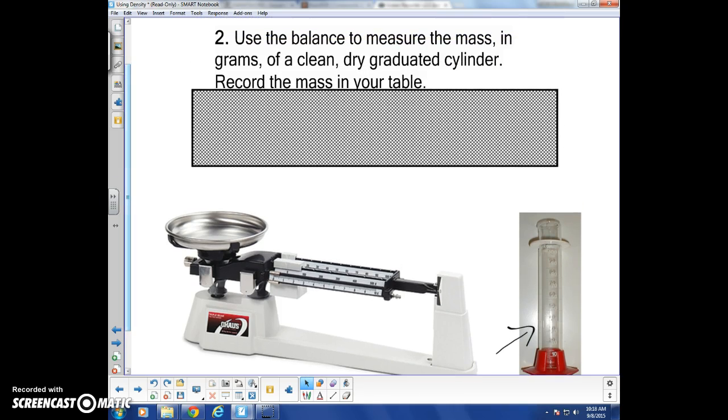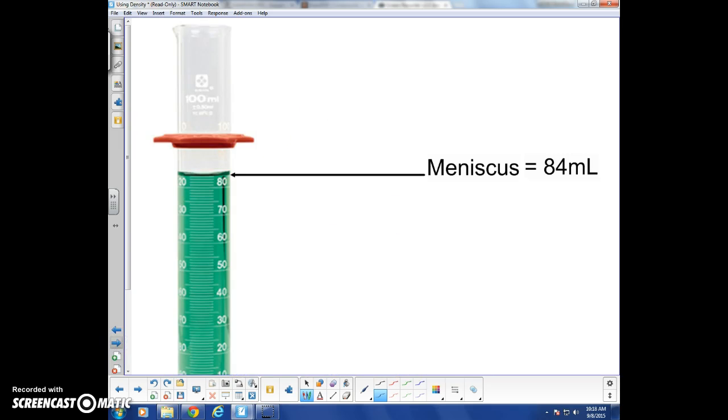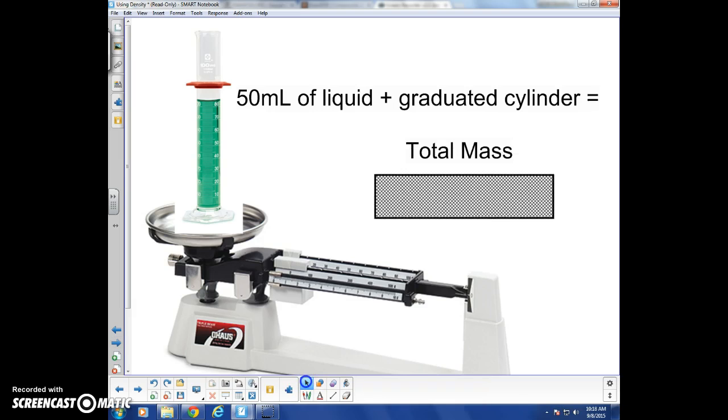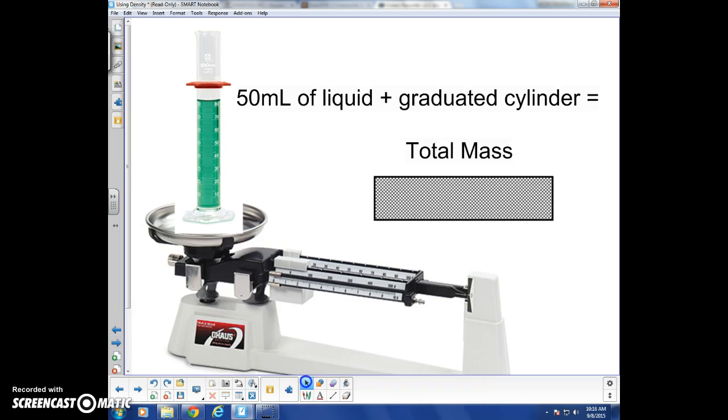Use the balance to measure the mass in grams of a clean, dry, graduated cylinder and then record it. So you're going to put your clean, dry, graduated cylinder on your triple beam balance to find the mass of it when it's empty. Then you can add your liquid and find the mass of the two combined. So here we have your graduated cylinder with liquid on top of your triple beam balance, and when they are combined, you have the total mass of both the cylinder and the liquid.